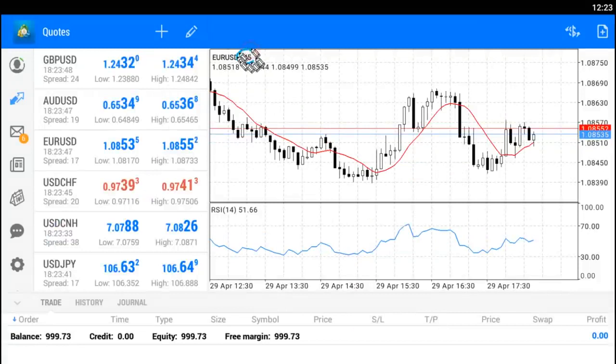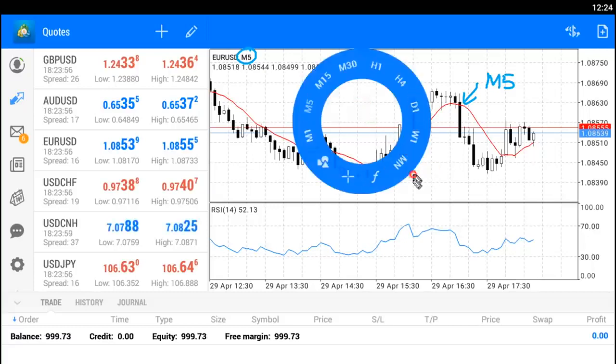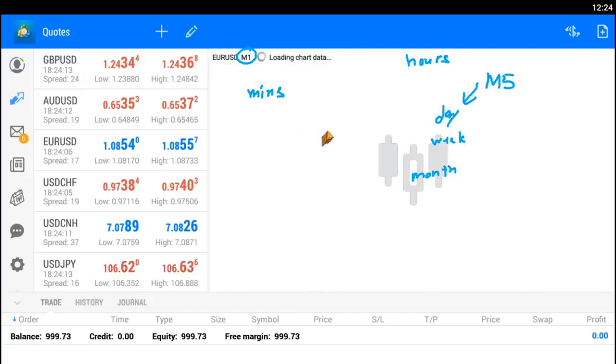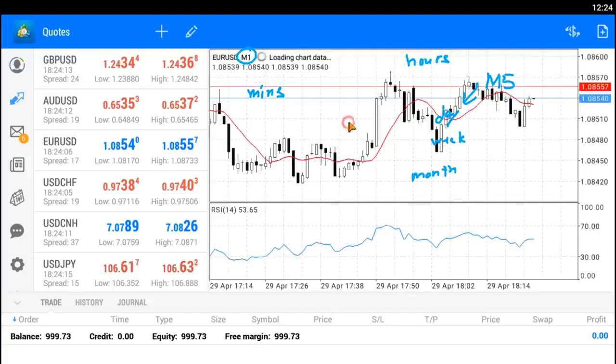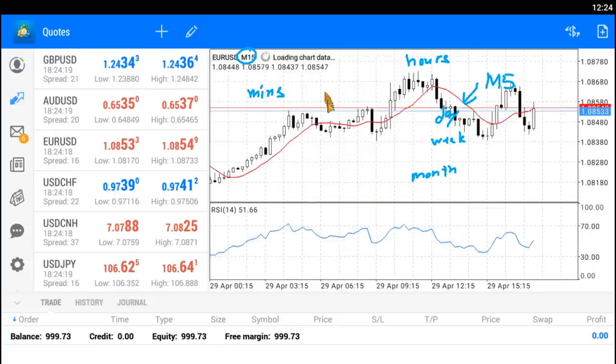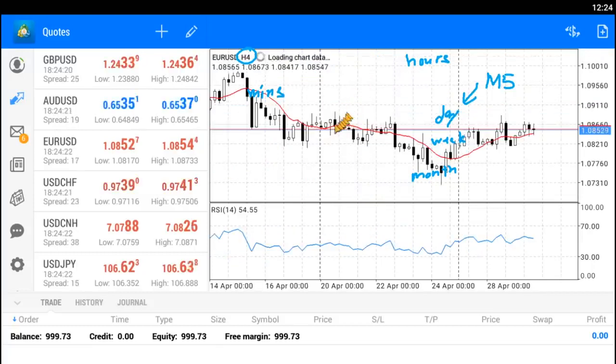Did you see the word M5 here? It means 5-minute time frame per candlestick. Some traders prefer trading with a bigger time frame, while some prefer a smaller one. We can change it by tapping on the chart here. A circle appears with numbers and words. M stands for minutes, H stands for hours, D stands for days, and W stands for weeks. You can switch around to get a bigger or smaller picture of the history of the selected currency symbol to determine if this is a buy or sell zone, or just to study the chart.